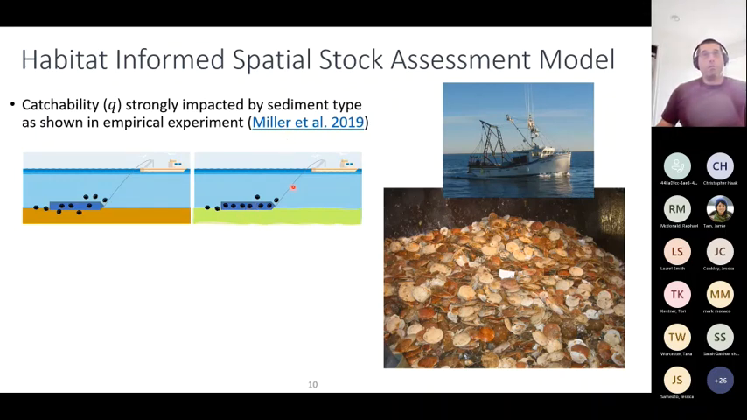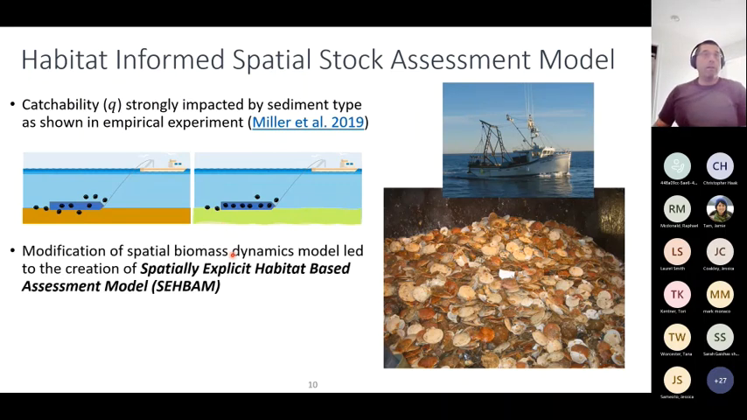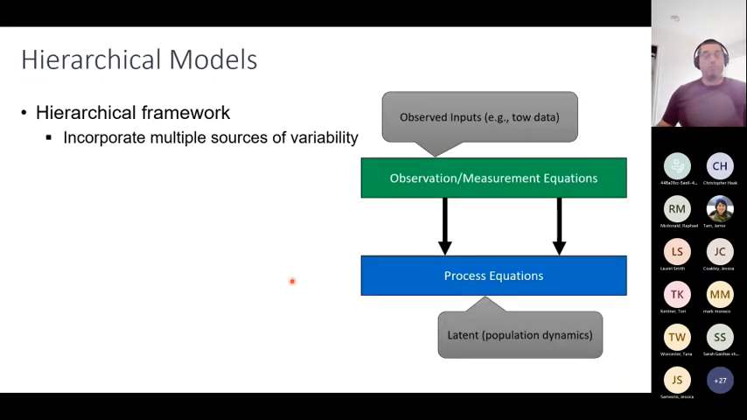Miller 2019 had done some empirical experiments that get us estimates of what catchability is in different sediment types, and we integrate that into our model structure as well. What we came up with is what we call SHABAM, a spatially explicit habitat-based assessment model, where we account for both the catchability issues and the probability of encounter.